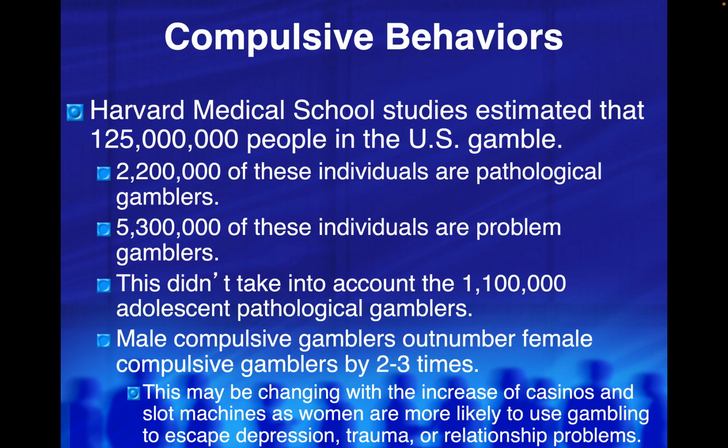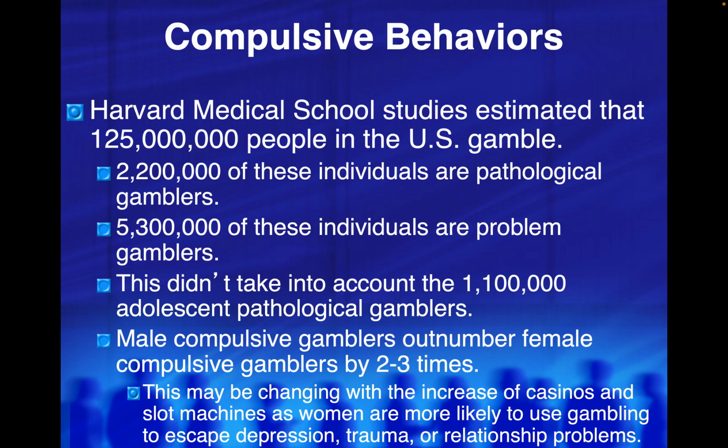Harvard Medical School studies estimated that 125 million people in the United States gamble, and I am not one of them. 2,200,000 of these individuals are pathological gamblers. 5,300,000 of these individuals are problem gamblers. This didn't take into account the 1,100,000 adolescent pathological gamblers. Male compulsive gamblers outnumber female compulsive gamblers by 2 to 3 times.